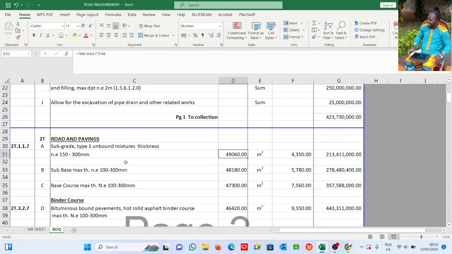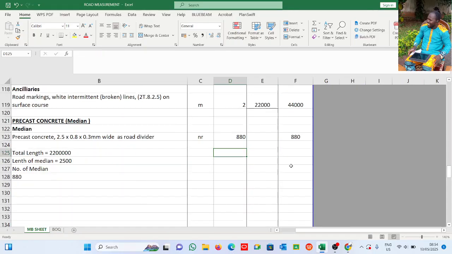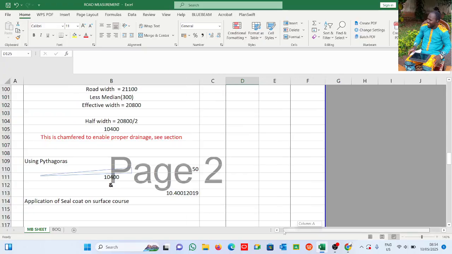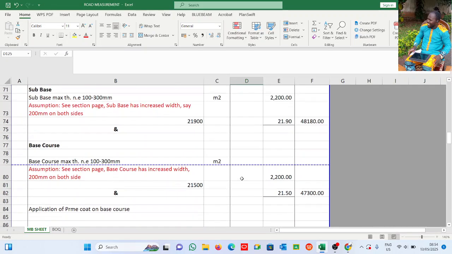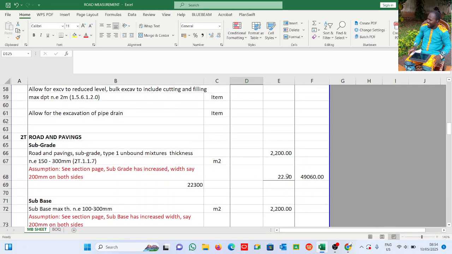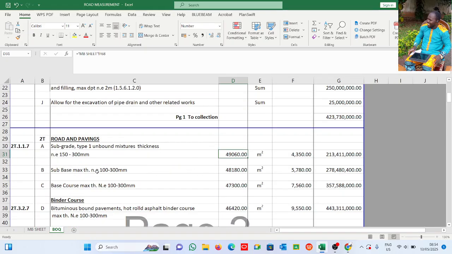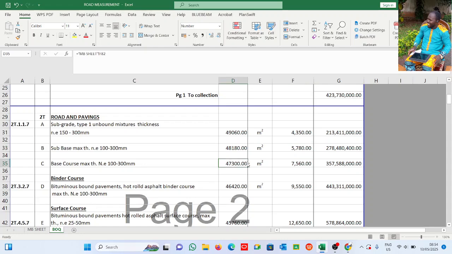This is the subgrade. This is what we measured before. If you come here, remember, we're just preparing the BOQ here. This is the subgrade. Right? The same thing here. This is the sub base. These rates are not real. They are not true rates. Please take note. Base course.